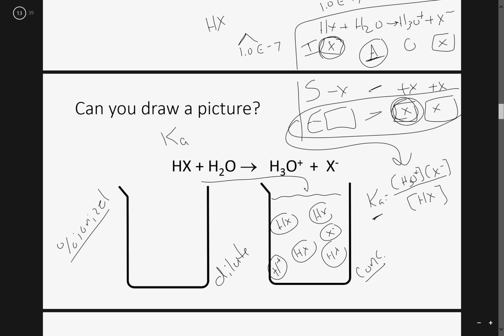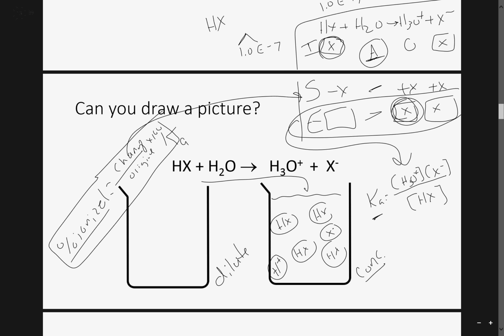Don't forget that we do have the percent ionized. It is another way they describe an acid. In this case, it would be the amount that changes divided by the original, times 100. So that is another one that is fairly common to describe an acid. How much change would be your stoichiometric ratio, your X value, and how much you had originally is going to be the original concentration.